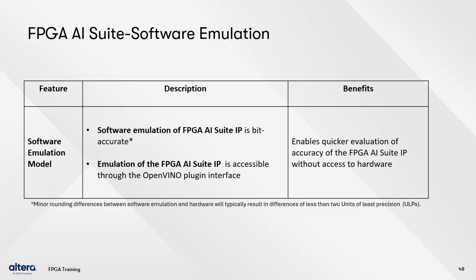Let us discuss now the software emulation model of the FPGA AI Suite. Software emulation of FPGA AI Suite IP is bit accurate. Emulation of the FPGA AI Suite IP is accessible through the OpenVINO plugin interface. Enables quicker evaluation of accuracy of the FPGA AI Suite IP without access to hardware. Inference using the software model is much slower than on the FPGA, but using a compute farm can perform enough inferences to validate the model. Model is accessible through the OpenVINO plugin interface.